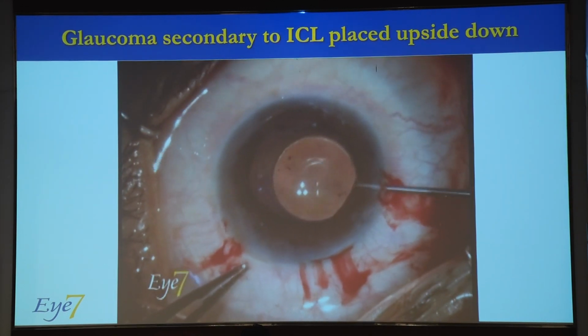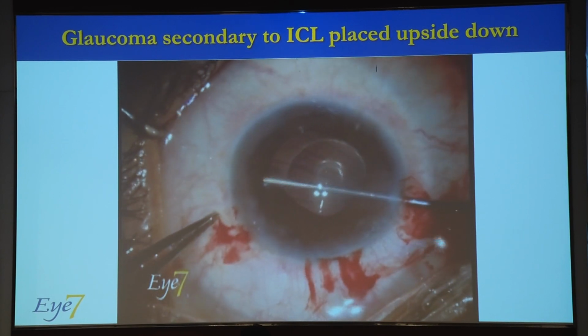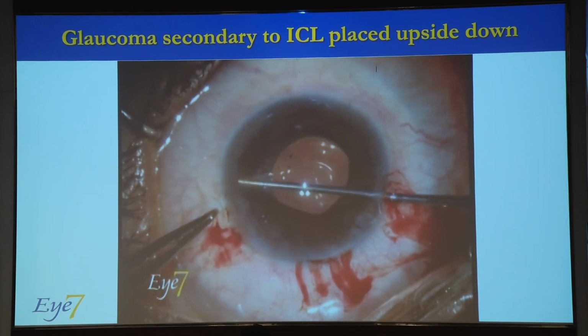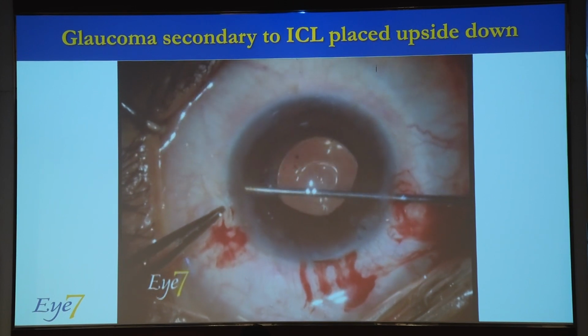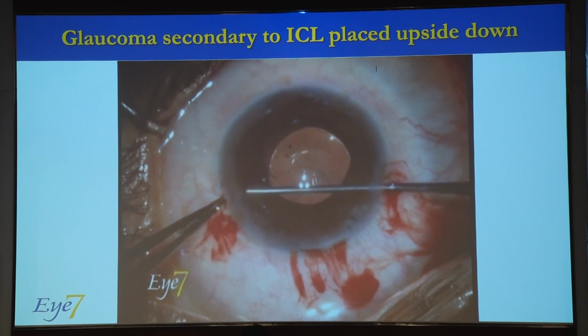Last but not the least, this is the case of an ICL placed upside down. We didn't have any of our own cases; this was presented by Dr. Sanjay also. This case was done elsewhere and the patient presented to us after 4 years.